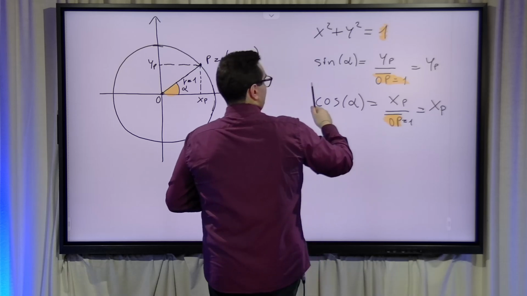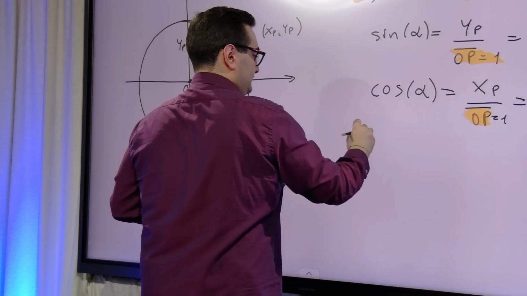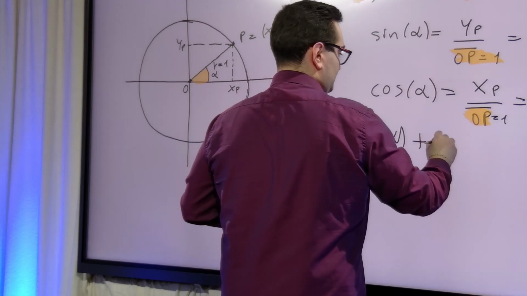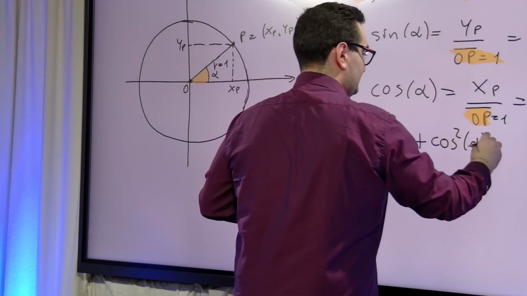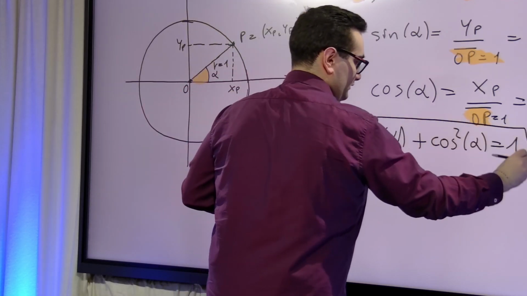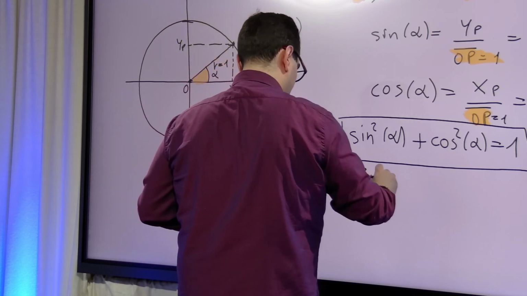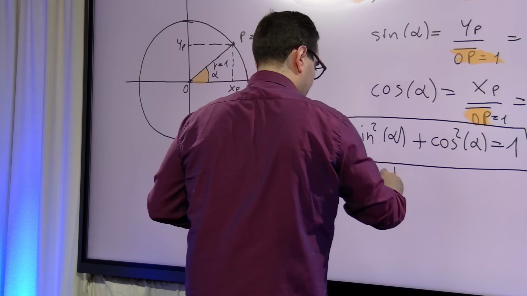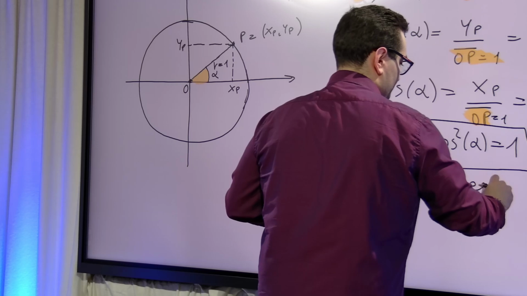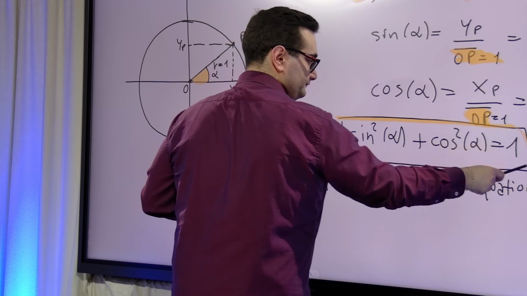If we consider this equation, now we can write sine to the power of 2 of alpha plus cosine squared of alpha equals 1. And this is the fundamental equation of trigonometry, this one.